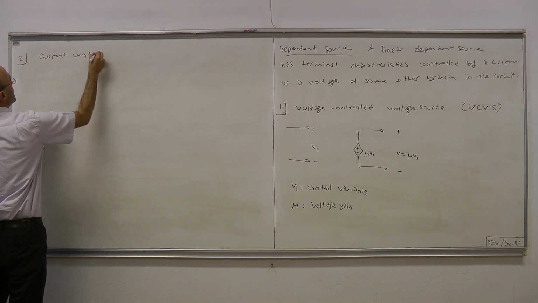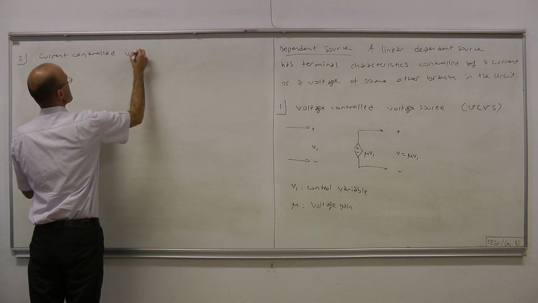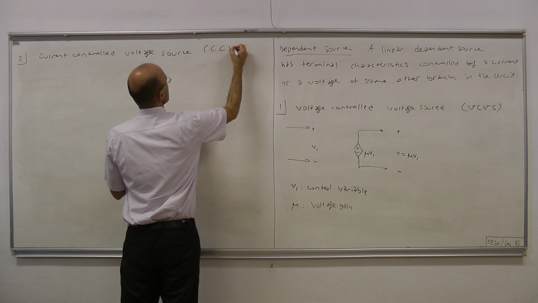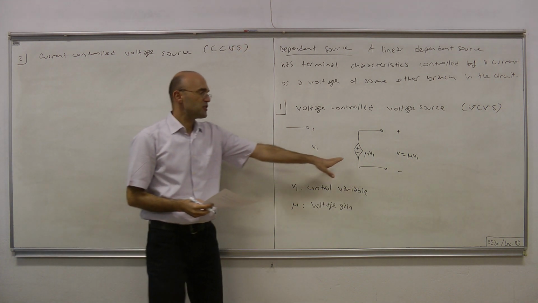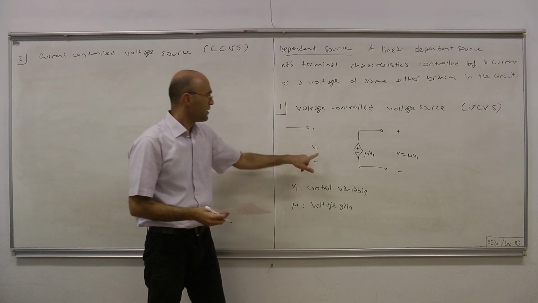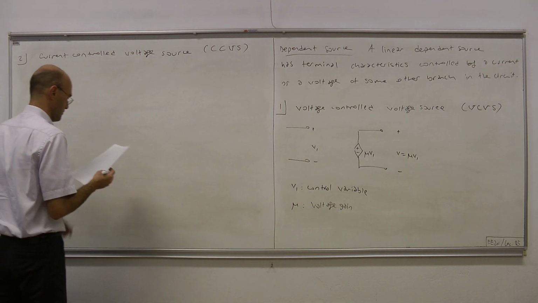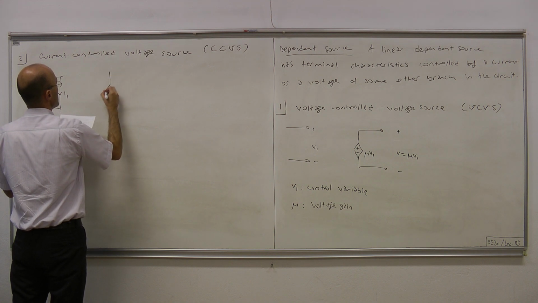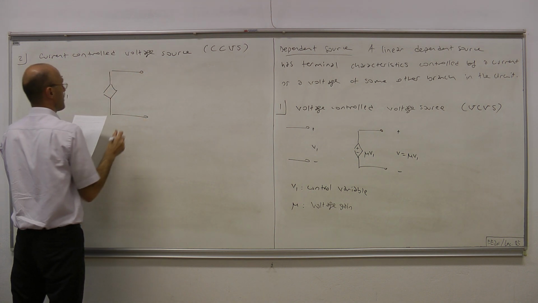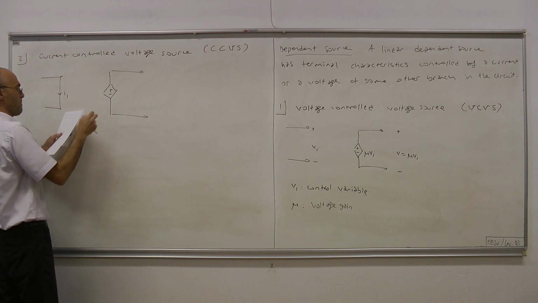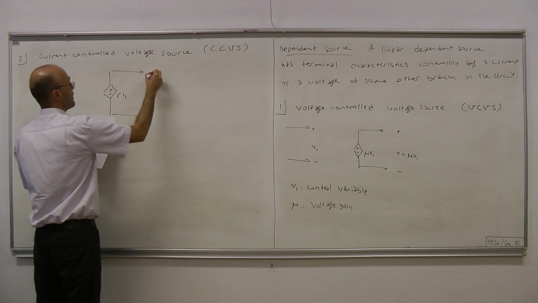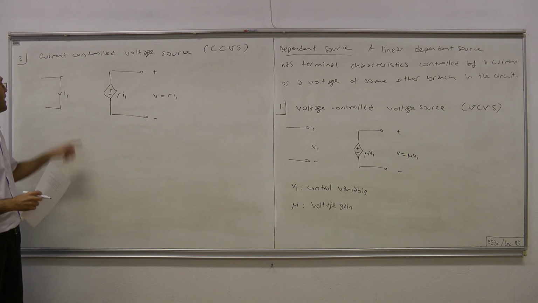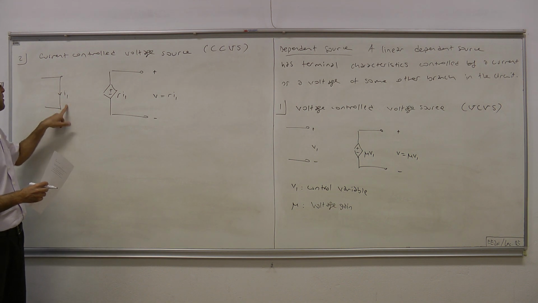Current controlled voltage source, CCVS. Now it's the same idea, but the control variable this time is current instead of voltage. Here we have I1, and here we have the source R I1, and the voltage that it generates across its terminals equals R times I1. And I1 here is some current somewhere in this circuit.